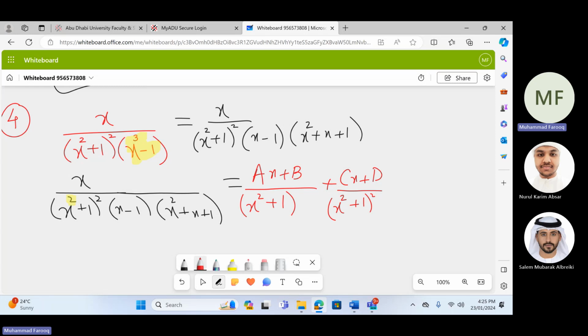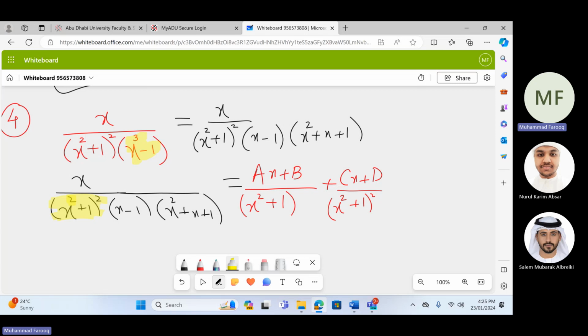Okay. So this one, the first one, we have done. The first decomposition is this one. Do you understand? Okay. The first factor is quadratic, coming 2 times, and this is the decomposition. You understand? Okay. Now come to the next factor.